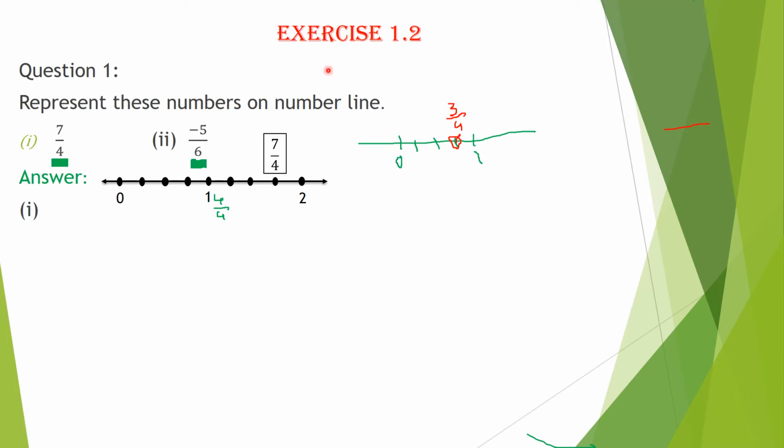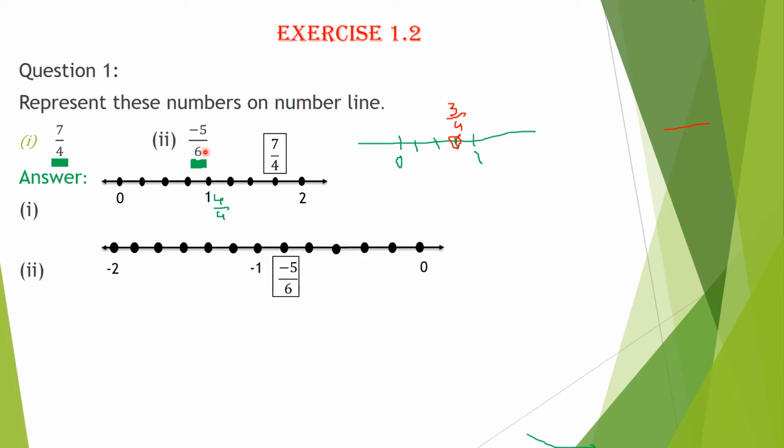You can see this minus 5 is smaller, 5 is smaller than 6. So it is a proper fraction and it will come between 0 and 1, because 6 upon 6 is 1, so it will come before minus 1. So you will be dividing the space between two numbers into 6 parts. So we have taken 5 lines in between, like 0 to 1, we have taken 1, 2, 3, 4, 5.